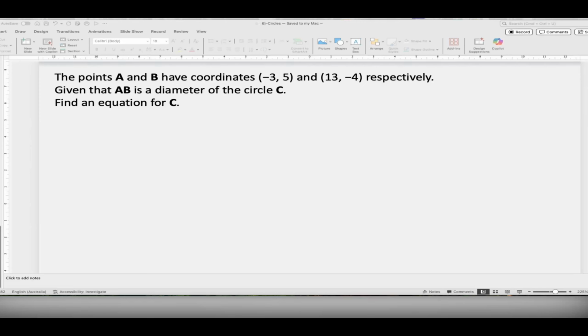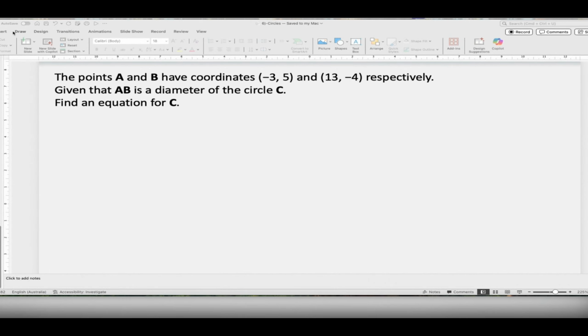The points A and B have coordinates -3, 5 and 13, -4 respectively. Given that AB is a diameter of the circle C, find an equation for C.